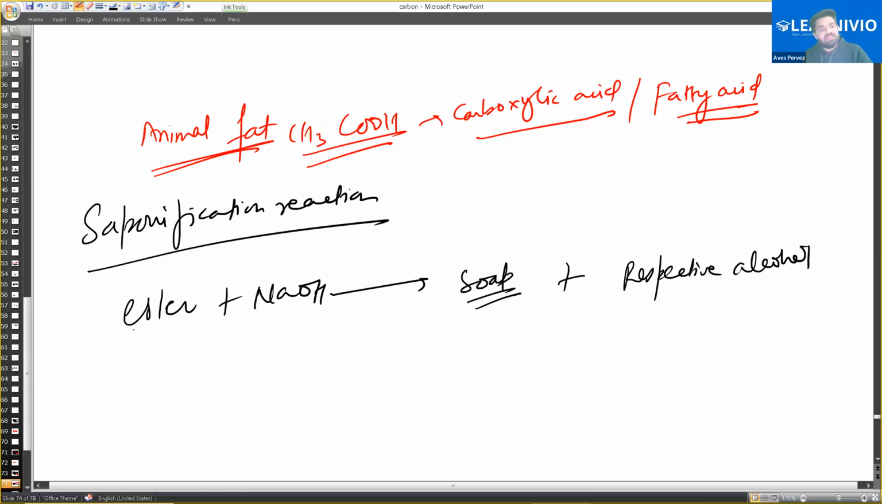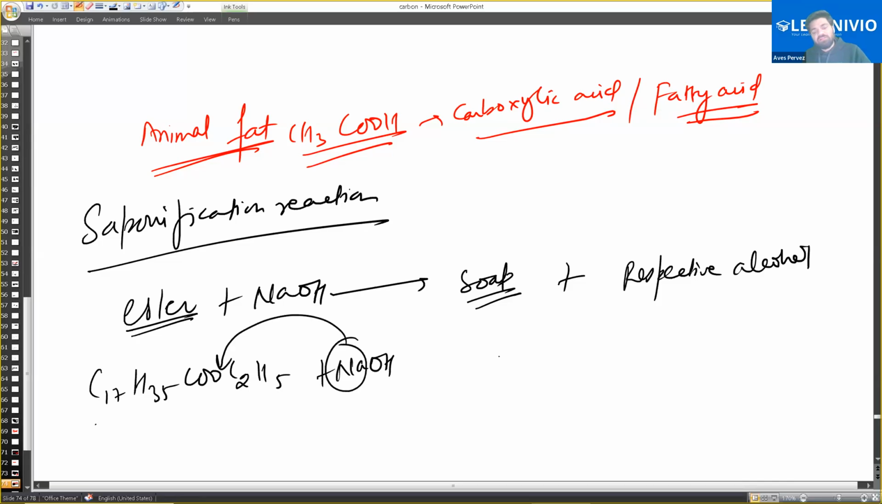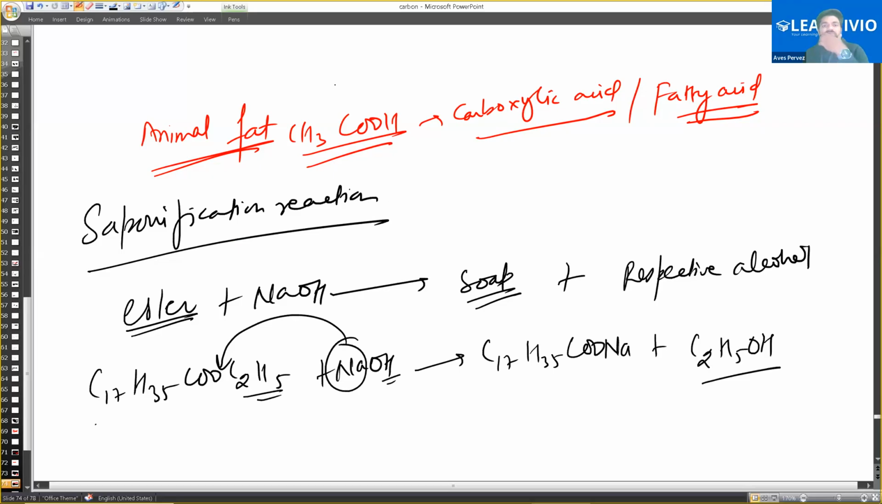For example, if I have an ester like C17H35COOC2H5, when it reacts with NaOH, the Na will attach with this part and form C17H35COONa plus C2H5OH. This OH will be attached to this. Got it? Understood? So this is the reason.